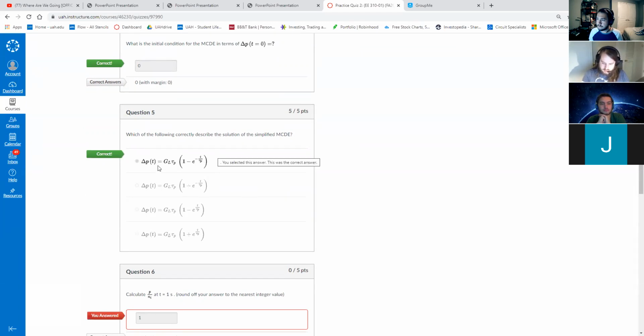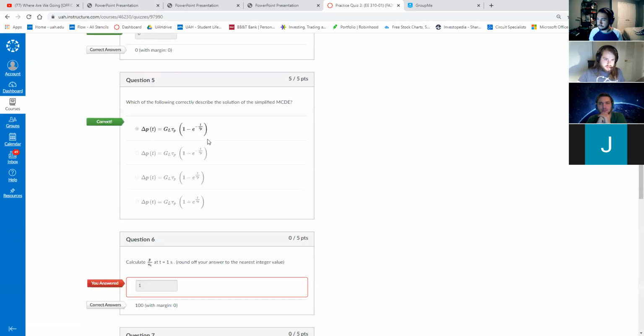Because the A value for the general form always ends up being GL tau P. So this is what it's always going to look like. This is a formula sheet thing. We'll talk about that later when we go through the PowerPoint presentations to build a formula sheet.